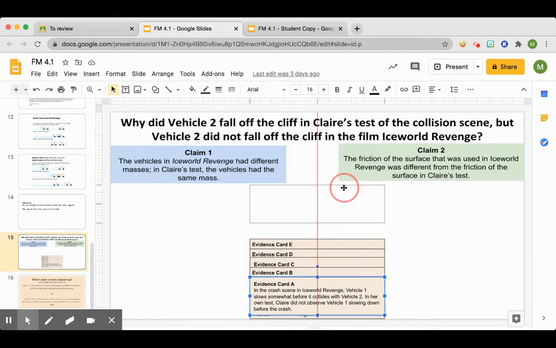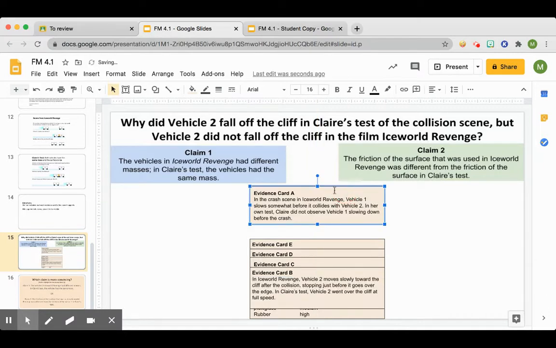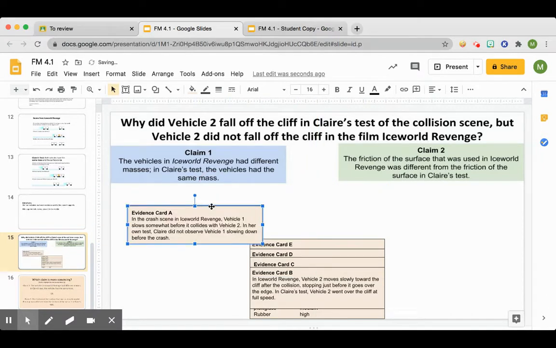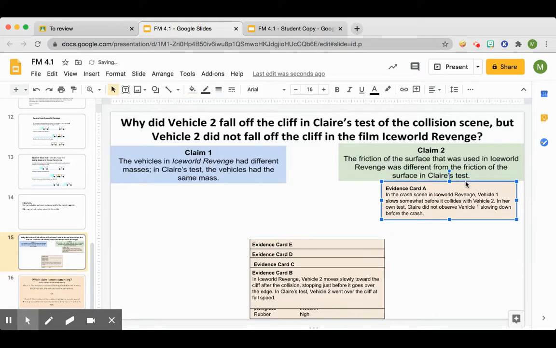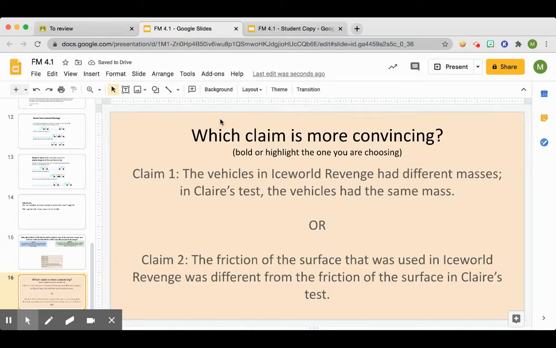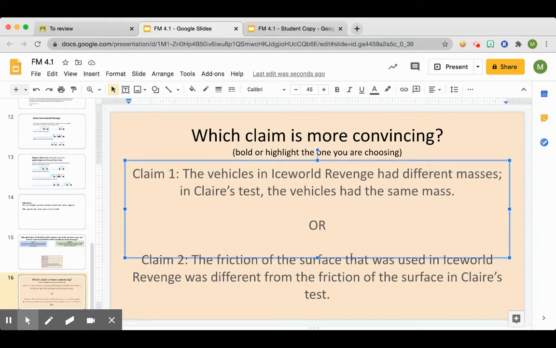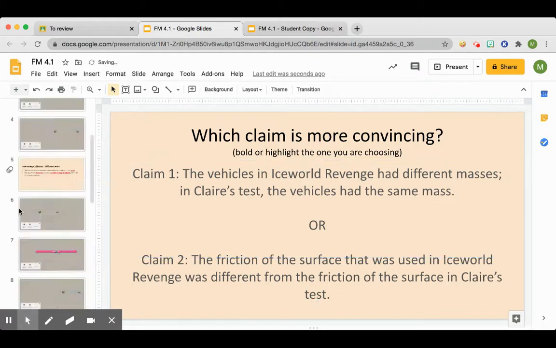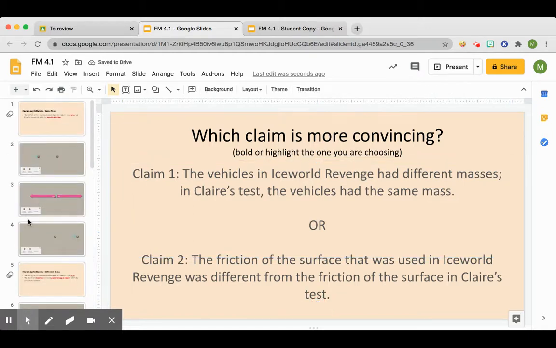So you just pull up each evidence card and read it, and then either put it under Claim 1 or Claim 2. Okay? And then once you've sorted all the cards, you'll come down here and you will choose which claim is more convincing, whether it's the different masses or the different surfaces. Okay. Any questions? Make sure you are coming to office hours or asking during class.